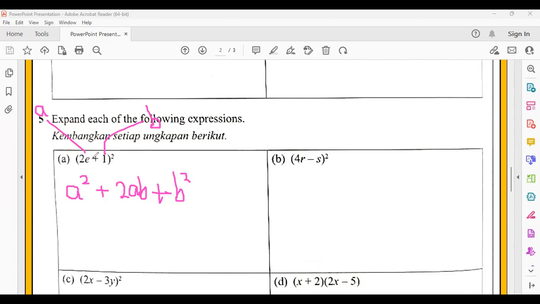So A squared means 2e times 2e. I will get 4e squared. Do you understand? Now plus 2ab. A is 2e, B is 1. So 2e times 1 is 2e, and that times 2 is 4e. And then plus b squared, 1 times 1, 1.